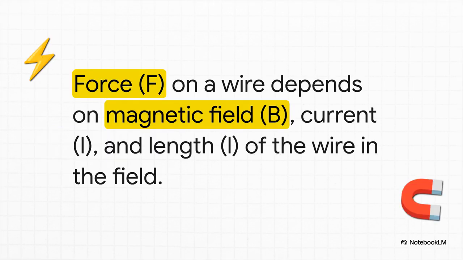And what works for a single charge also works for a whole bunch of them flowing together in a wire, right? That's just a current. So we can scale this idea up. The force, F, on a wire depends on the magnetic field, B, the current, I, the length of the wire that's inside the field, L, and again, that angle theta between the wire and the field.